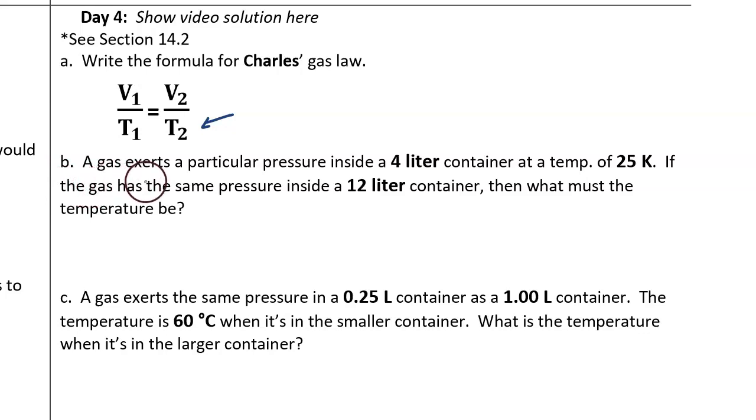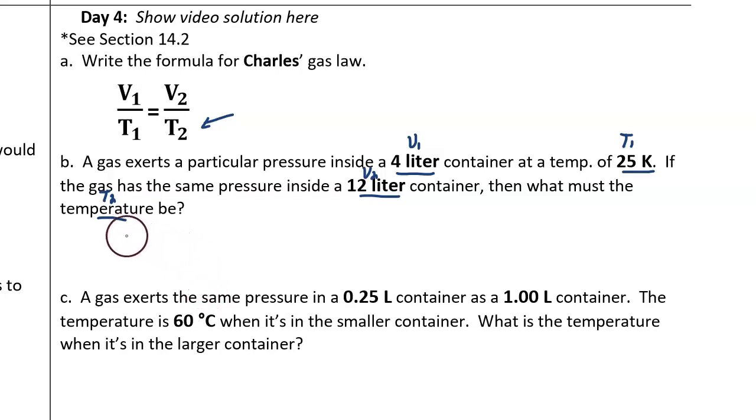Question B, a gas exerts a particular pressure inside a 4-liter container, that's volume 1, at a temperature of 25 Kelvin, that's temperature 1. If the gas has the same pressure inside a 12-liter container, that's volume 2, then what must the temperature be? That's going to be T2. So when I underlined the measurements mentioned in the situation, it's V1, T1, V2, T2. It's going to be Charles' law, not one of the other gas law formulas.